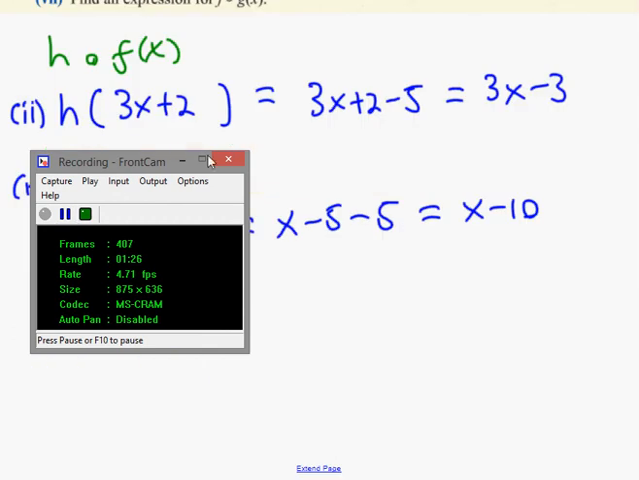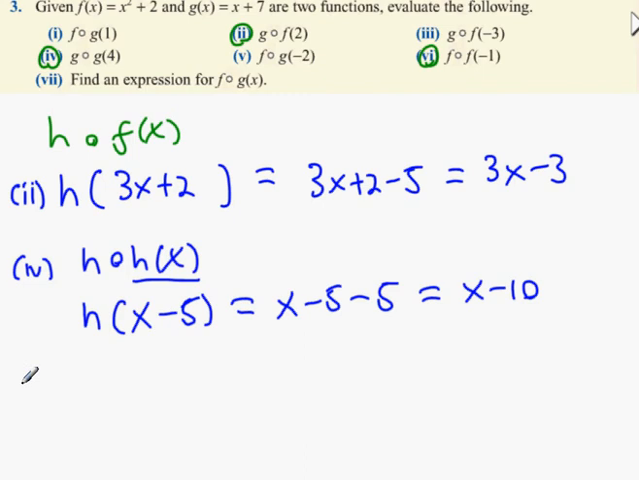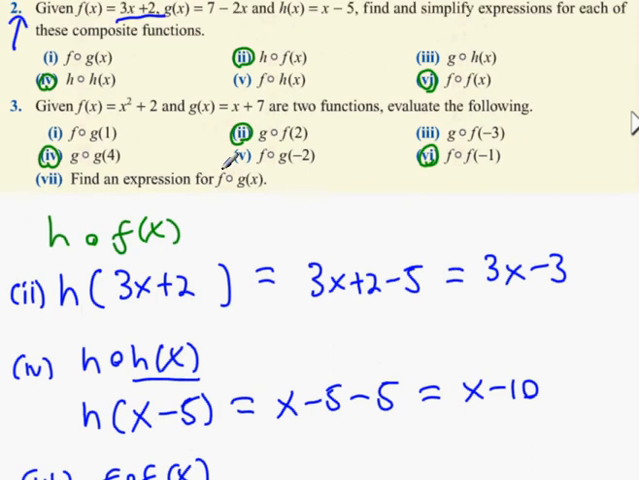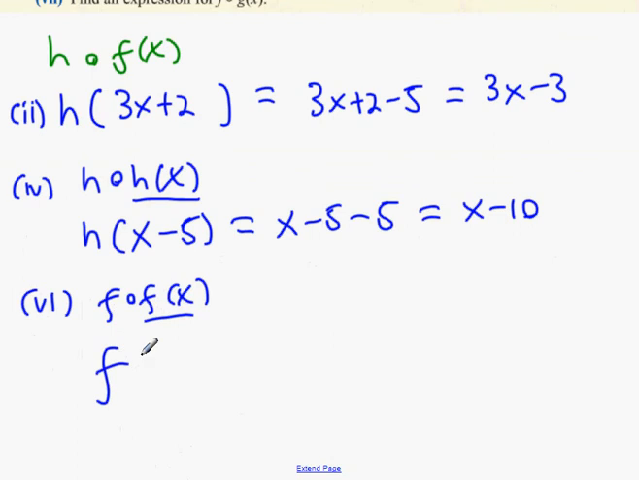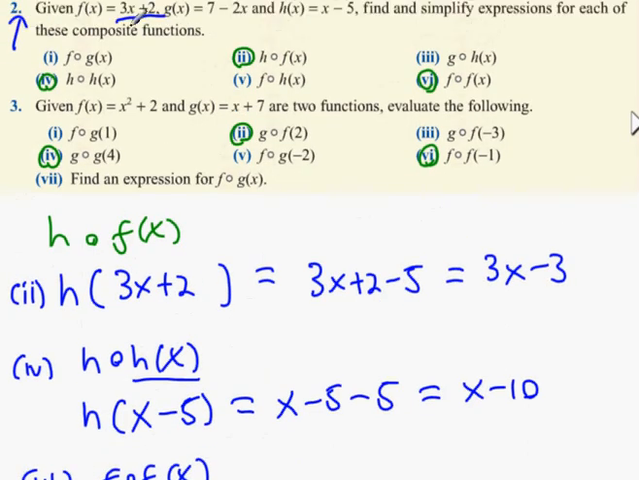Okay guys, so in part 6 what we have is, I think, f after f. So f after f. Josh, can you tell me the first thing you do with f of x? You replace it with 3x plus 2, because the rule for f of x is 3x plus 2. So now you're getting f of 3x plus 2. What do you have to do to find that answer? You put it in, so it's 3x plus 2 plus 2.